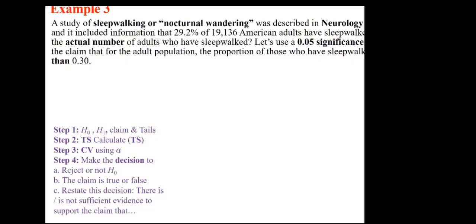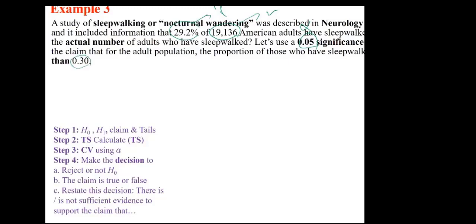Before we do the test of hypothesis, to answer that question, first let's see what is given. Obviously, we either sleepwalk or we don't. Two outcomes, two categories. So that's a binomial distribution. We have this number and this number. This is n, and this one is p hat, because 29.2% of those 19,136 adults have sleepwalked. We want to use a 0.05 significance level. That means alpha is 0.05.